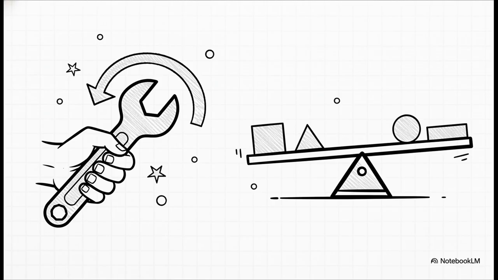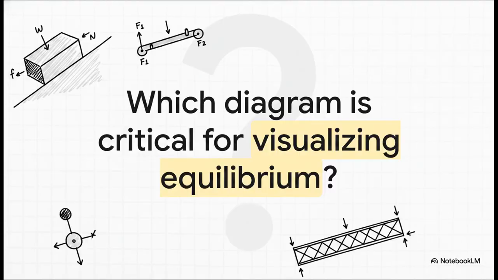Imagine a wrench turning a bolt? Yeah, that's a moment. You'll look at moments of a couple and the reduction of complex forces into simpler distributed loads. This is where your spatial awareness and 3D viewing skills will truly be put to the test to keep rigid bodies perfectly balanced. Time for another quick quiz. Before you can even write out a single equation of equilibrium, there is a visual tool you absolutely have to master. What diagram is critical for visually analyzing the equilibrium of rigid bodies?